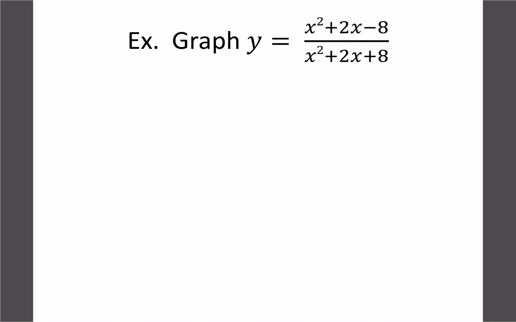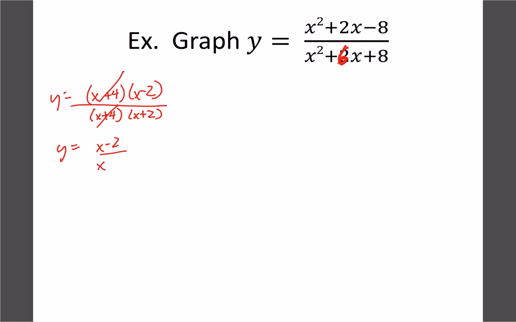And I actually messed up on this one. This should have been a 6x, not 2x. So let's change that before we start. If we factor the top, we would get x plus 4 and x minus 2. If we factor the bottom, we get x plus 4 and x plus 2. So we can see our x plus 4's would cancel. So our simplified graph should be (x minus 2) over (x plus 2).